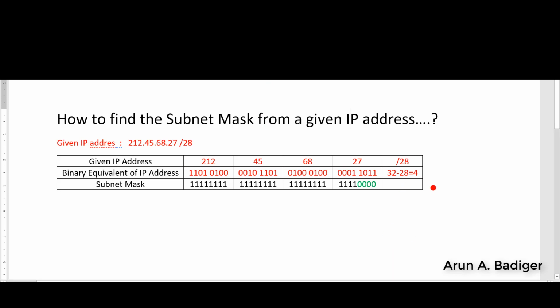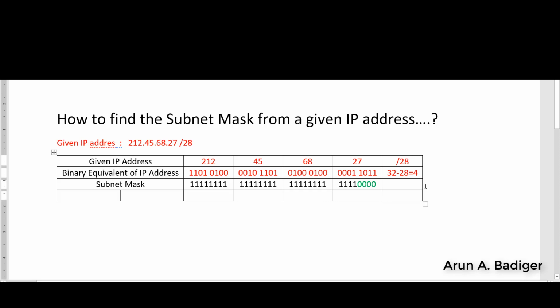So let me add the result. When I do the AND operation, I can write it as the subnet IP address. Previously we had a given IP address, but now I am finding a subnet IP address. When I do the AND operation with the same bits, I will get the same number, that is 11010100.